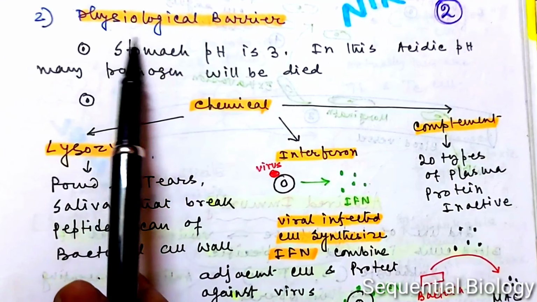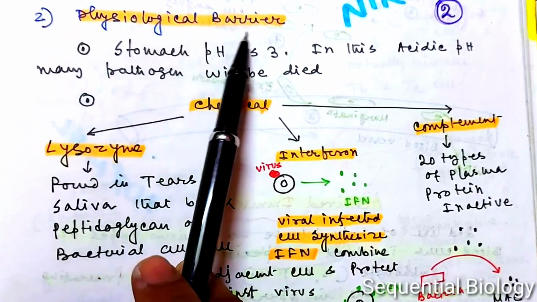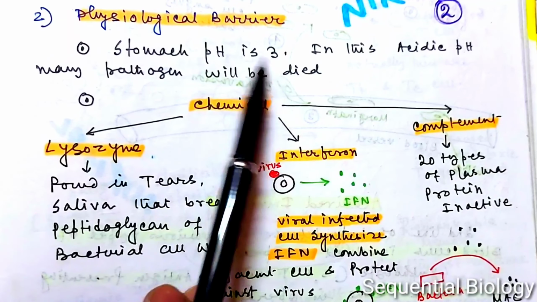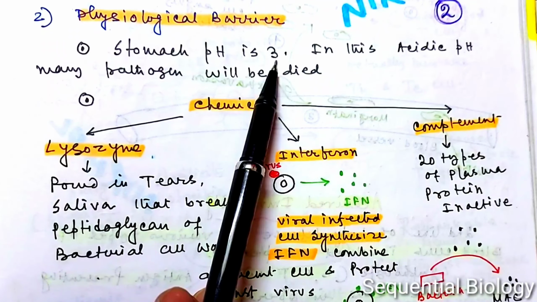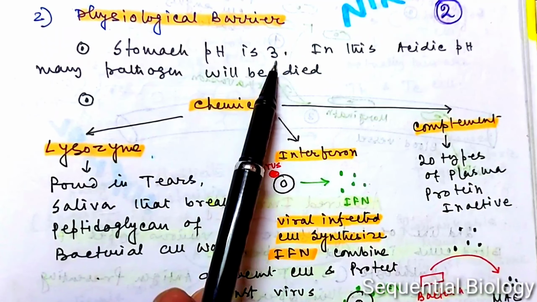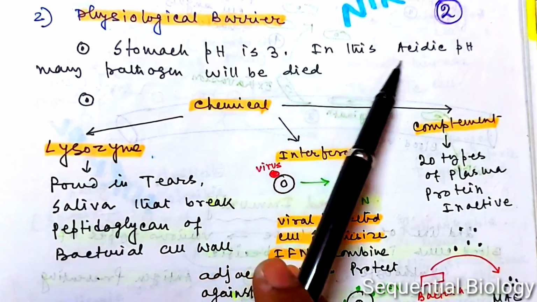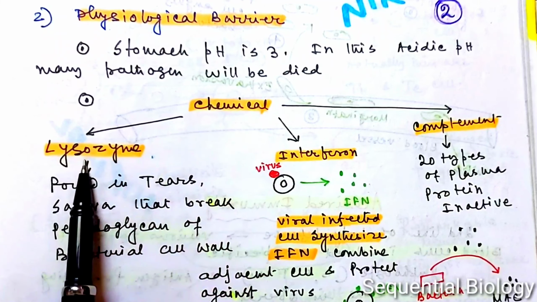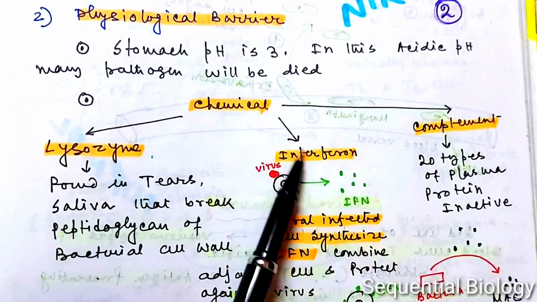Next component of the immunological system, or innate immunity, is the physiological barrier. And here the stomach pH is 3. We know that the stomach secretes HCl, and this causes the acidic nature inside the stomach, and in this acidic pH, many pathogens will die. And apart from this, 3 most important chemicals are responsible for the physiological barrier.